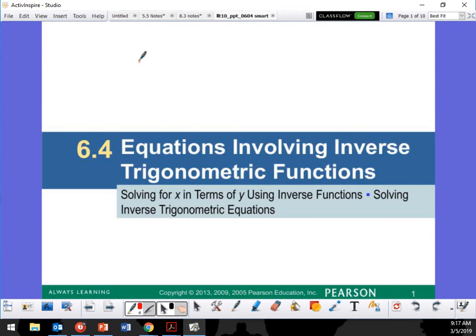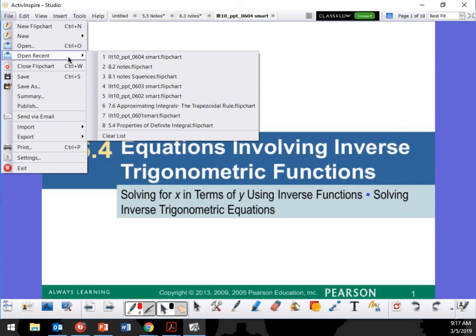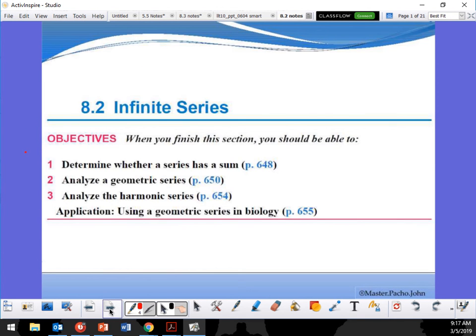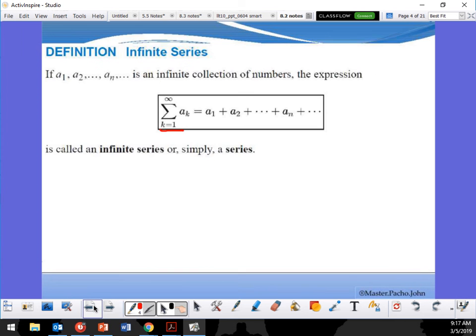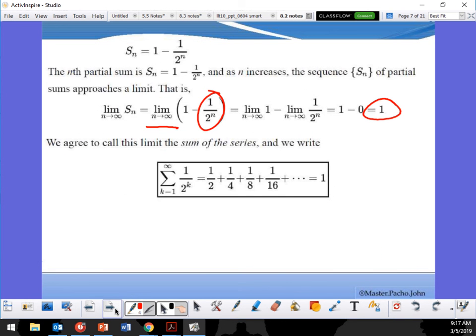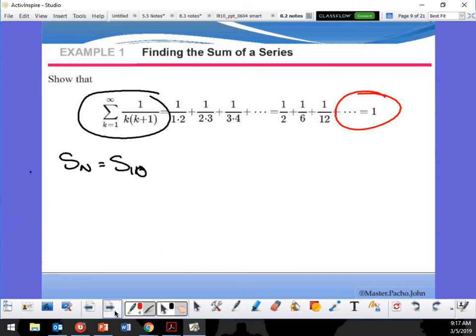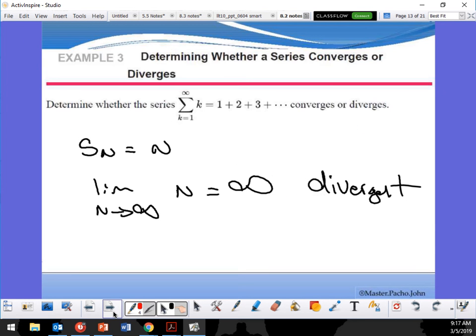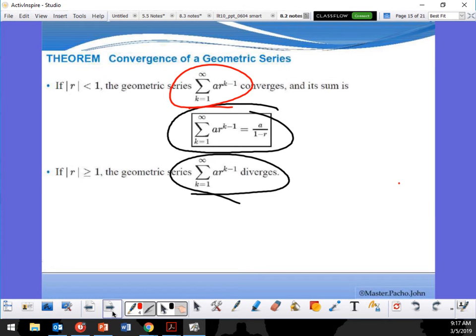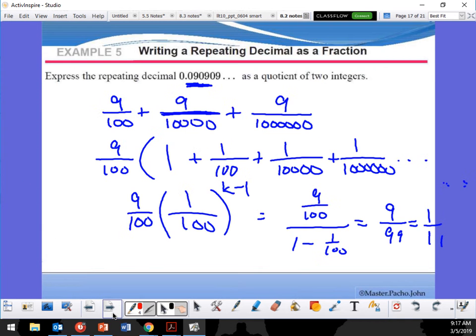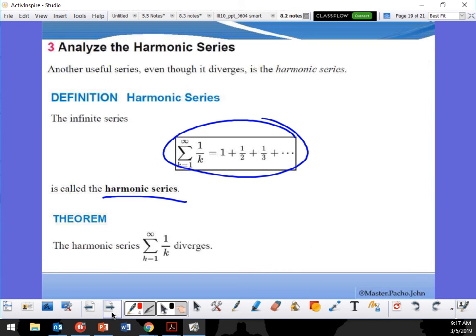Open 8.2. Why did I pick 6.2? Here it is. Wow, there it was. I was comparing it. I had it right, but I forgot that the harmonic series diverges. Is that in 8.2? Yeah, it's 8.2.